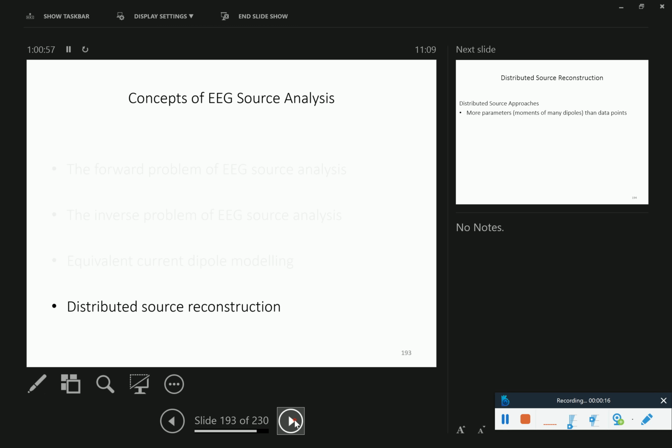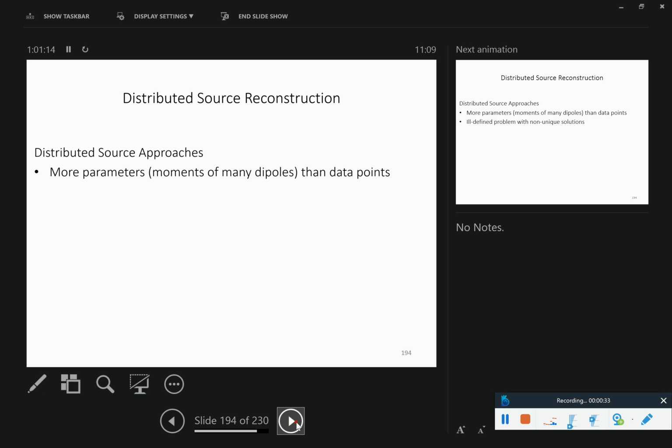The last bit in terms of EEG source analysis is on distributed source reconstruction. Again, that uses the same dipole model as we have seen previously, but it doesn't have the problem of trying to fit the dipole location because it puts dipoles everywhere. In the brain, that means on a grid of, if you want to call them voxels, that you pre-specify.